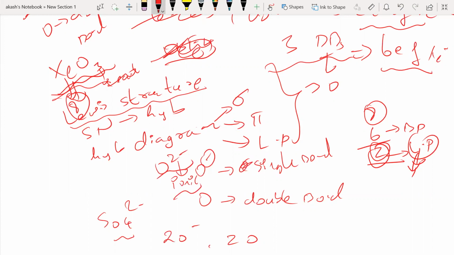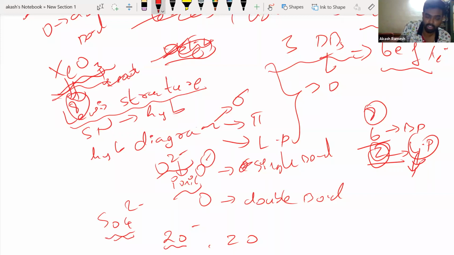Okay, sir, understood. So in this case, SO4 2 minus, you see there are 2 O minuses and 2 oxygen atoms. Same way, if I have NO3 minus, tell me how many O minuses and how many oxygen atoms?